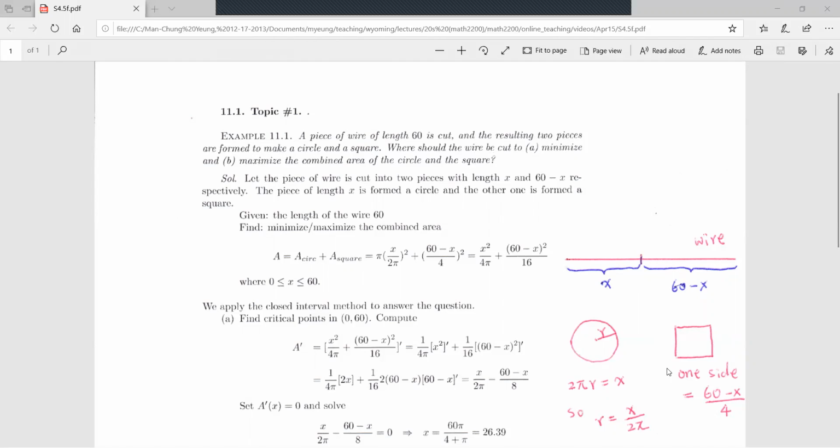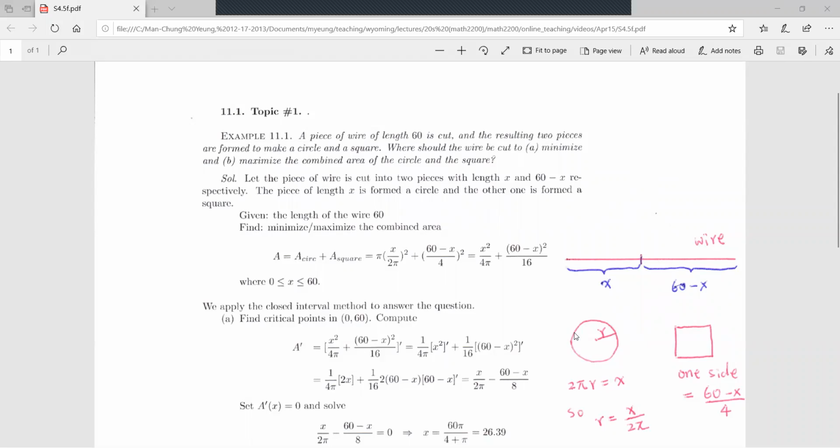Here is a diagram. This is the wire. We cut the wire somewhere, and I use x to denote the length of this piece. Then the other piece is 60 minus x. Suppose I use this piece to form a circle and the other piece to form a square.